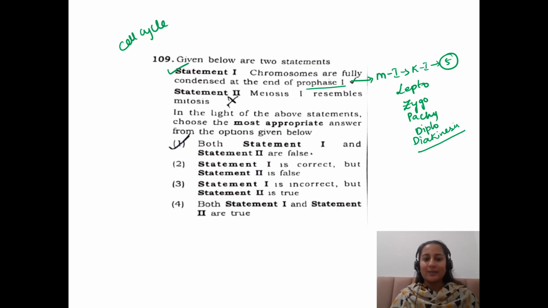Meiosis 1 resembles the mitosis. This is marked as wrong. But meiosis 2 is equal to the mitosis, because in meiosis 1, the diploid cell is forming the haploid cell, whereas in meiosis 2, the haploid cells are forming the haploid cell. So meiosis 2 is resembling the mitosis, not meiosis 1. So statement 1 is correct, 2 is incorrect.